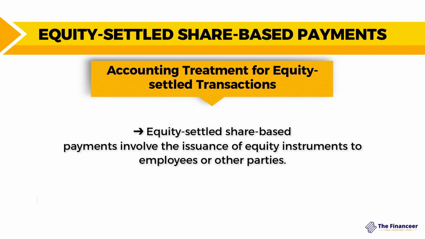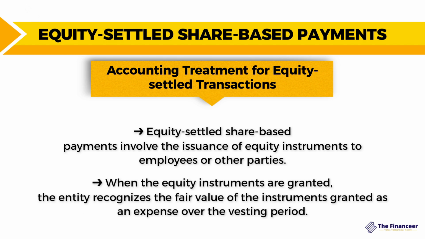Let's look at the accounting treatment. When the equity instruments are granted, the entity recognizes the fair value of the instruments granted as an expense over the vesting period. This recognizes the cost of the services received in exchange for the equity instruments. On the other hand, if the entity provides these shares to acquire assets, in this case the debit side will not be an expense account, but will be the asset account itself that was acquired.